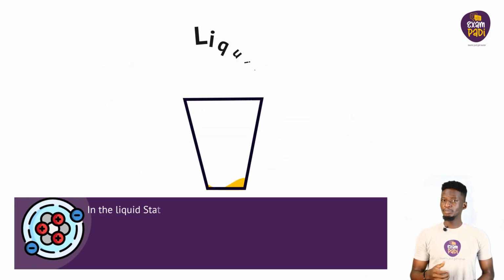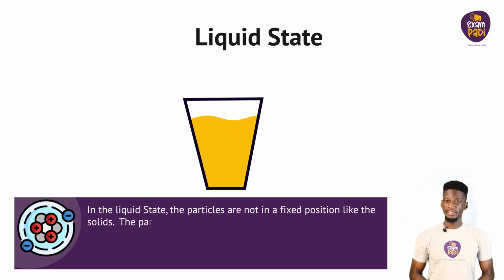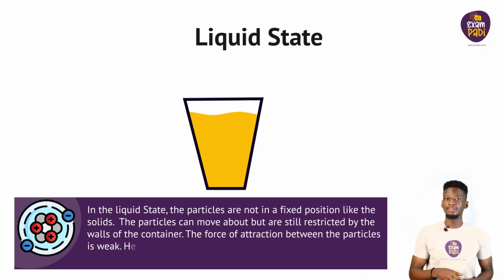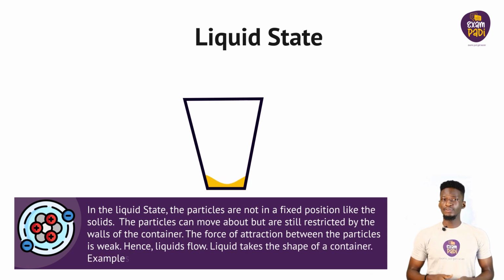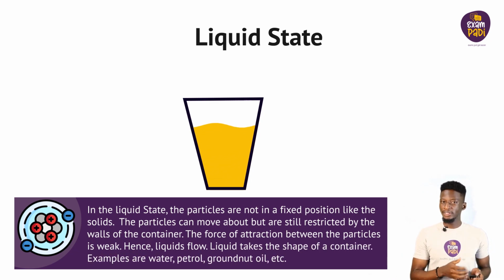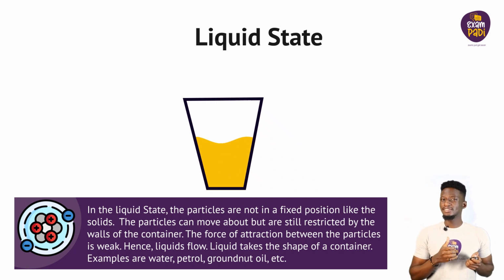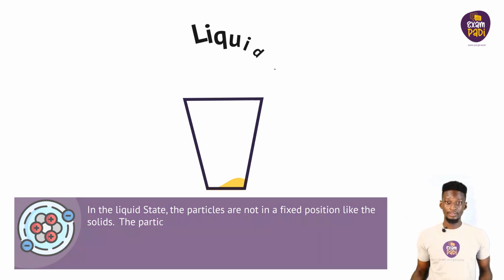In liquid states, the particles are not in a fixed position like the solids. The particles can move about but are still restricted by the walls of the container. The force of attraction between the particles is weak. Hence, liquids flow. Liquids take the shape of a container. Examples are water, petrol, groundnut oil, and so many others.